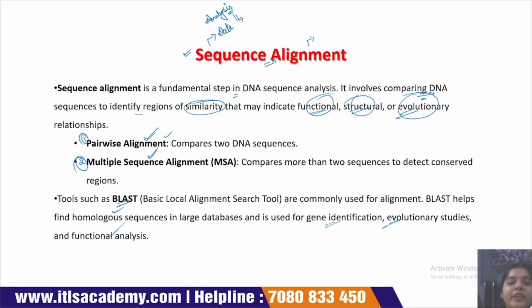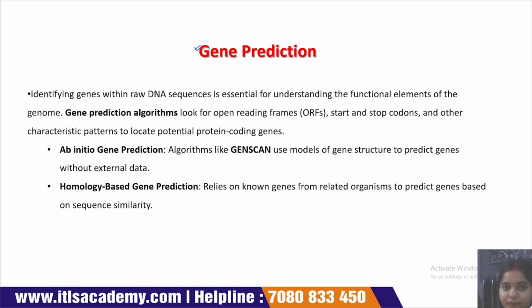To perform pairwise sequence alignment, we use EMBOSS. EMBOSS is a tool used for pairwise sequence alignment. Next, Clustal Omega is a tool that is very helpful to perform multiple sequence alignment. Now we understand gene prediction.